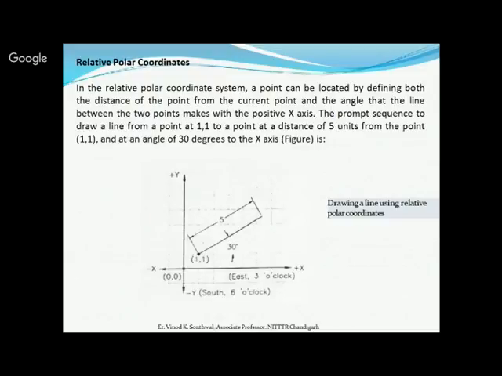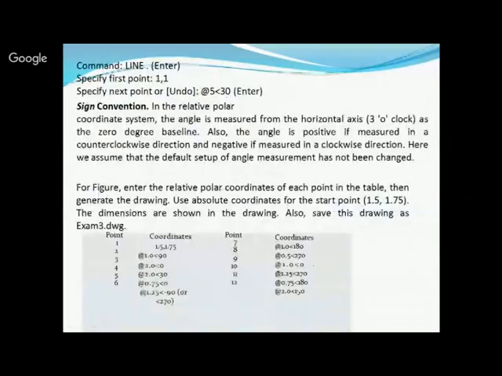And say if you want to draw something with some angle, in that case we are going to use the relative polar coordinate system. Polar is with respect to the angle. So if I want to draw a line at an angle of 30, counterclockwise is going to be positive, and clockwise is going to be negative. So this is the first point, and I want to draw this line of a unit of pi at an angle of 30.